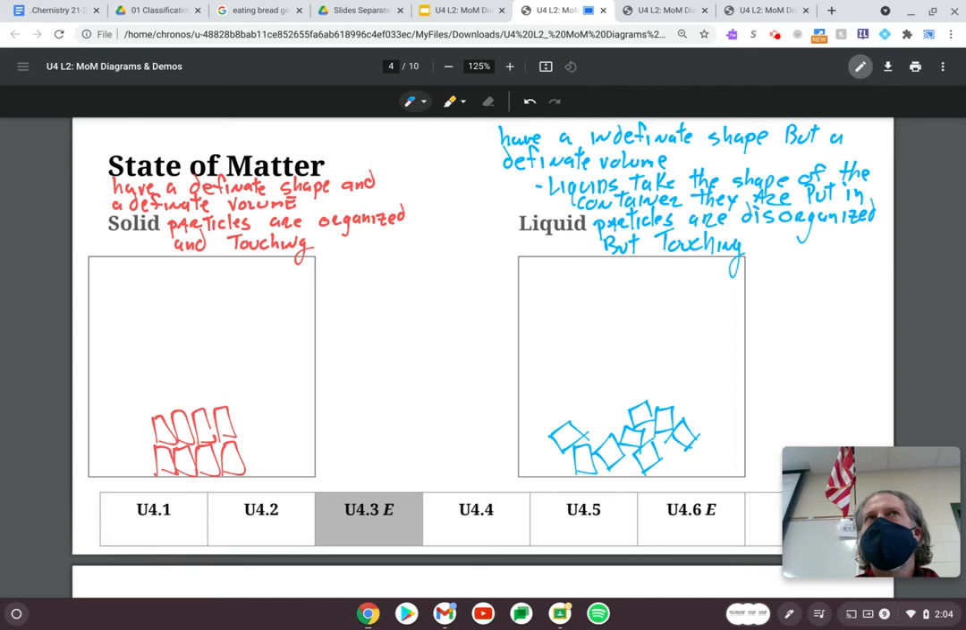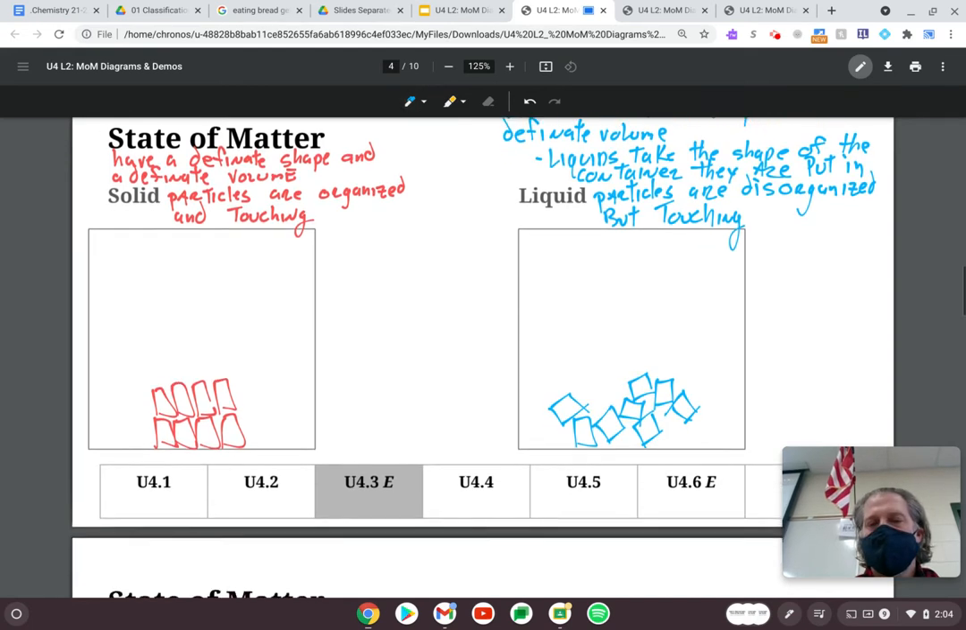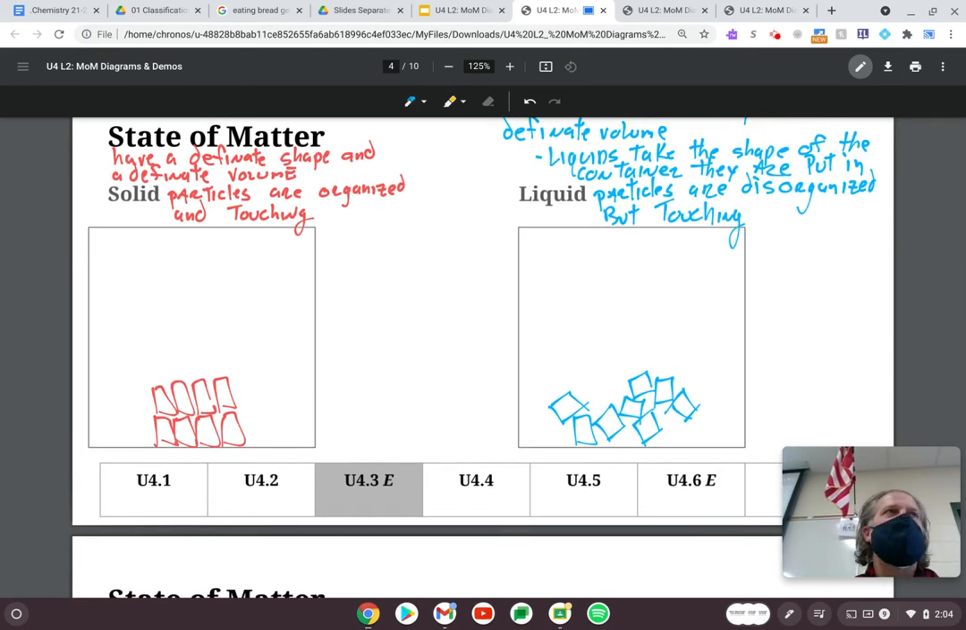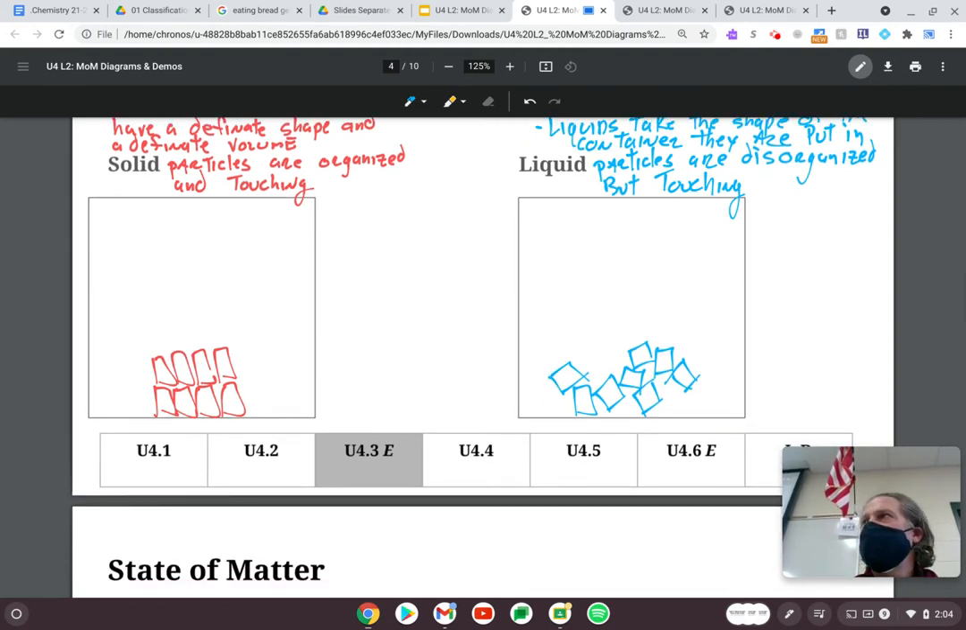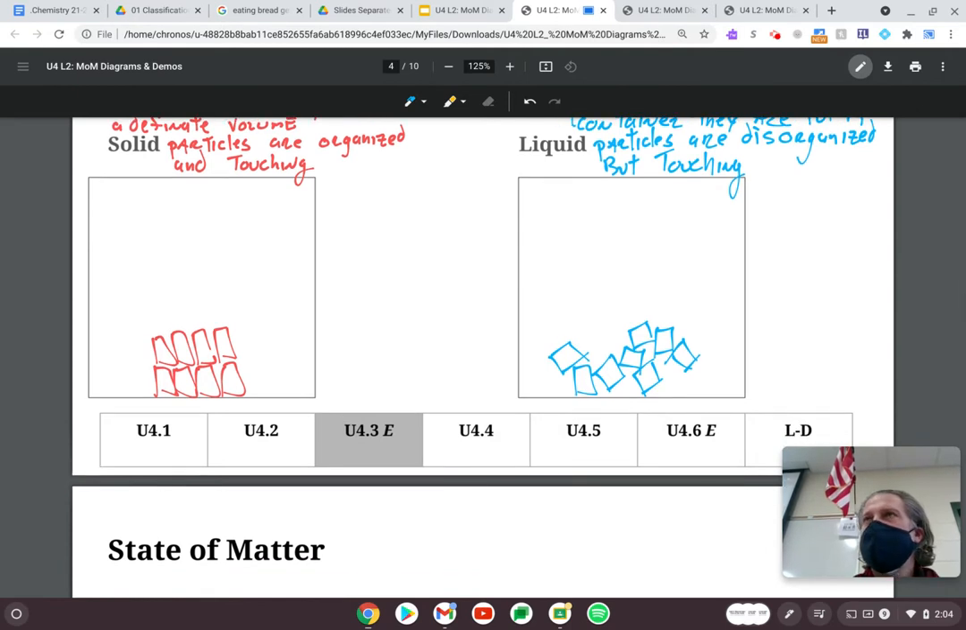Questions? You are going to be drawing model of matter diagrams for the rest of the semester at least. So I'm going to go on to the next one, which is a gas.